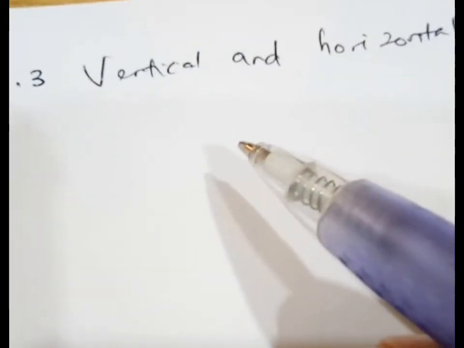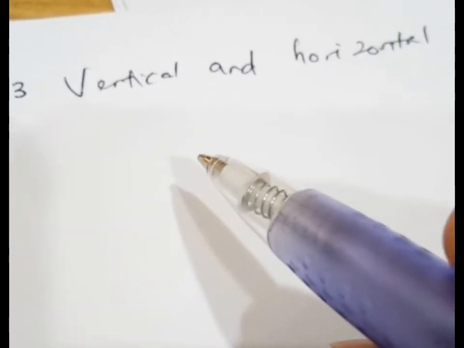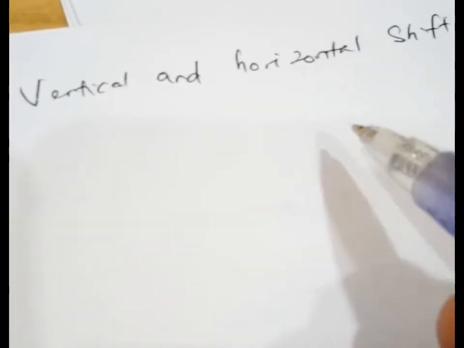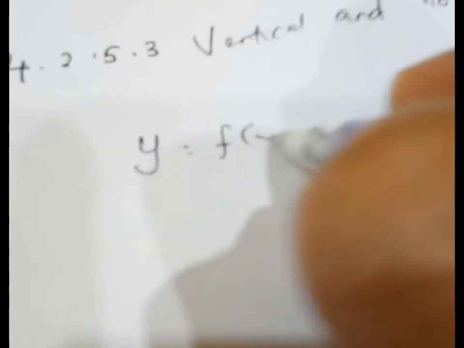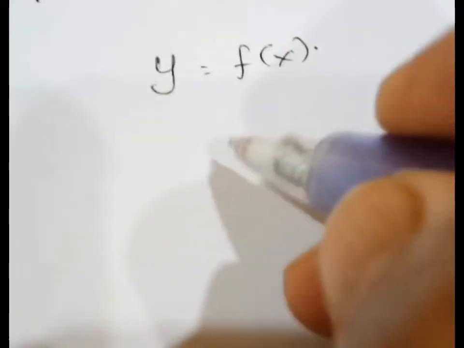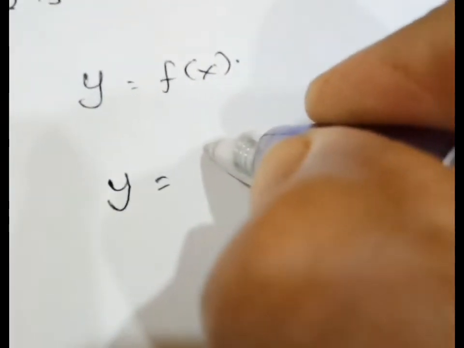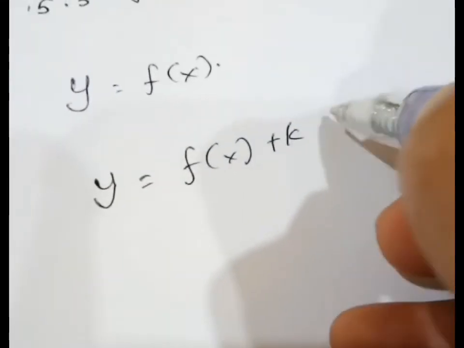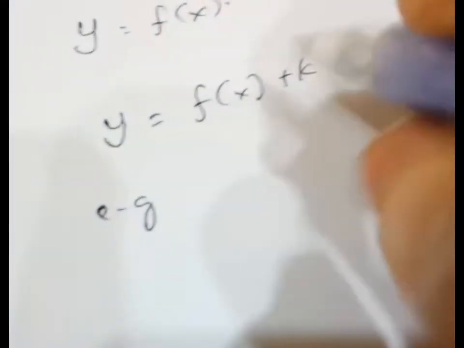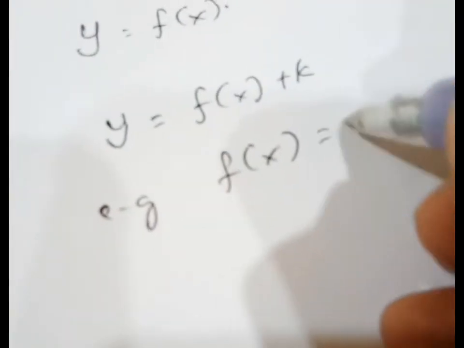Okay, 4.2.5.3, the last subtopic in chapter 4, vertical and horizontal shift. Okay, we can shift a function upward, downward, left and right, regarding the function shiftment. For example, let's say we have y equal to f of x. Now when y is shifted upward, we write the function as f of x plus k. k is a number.